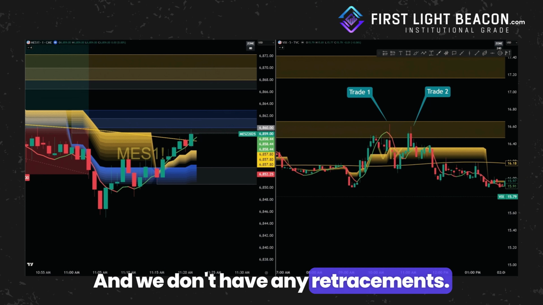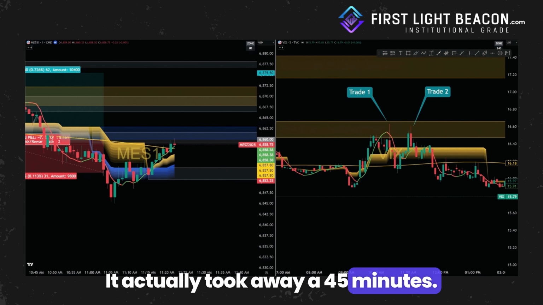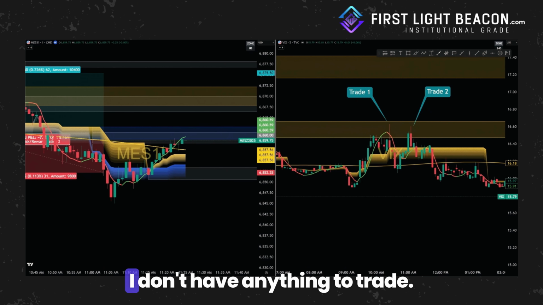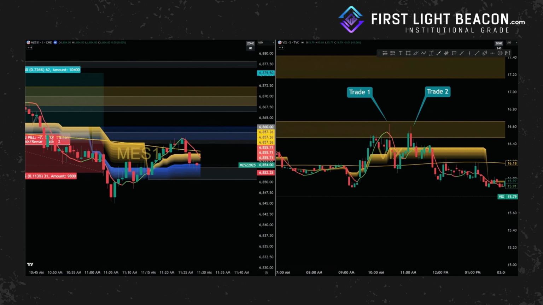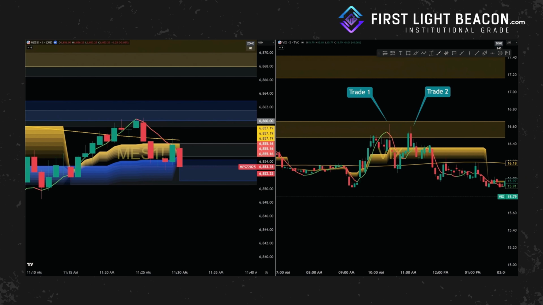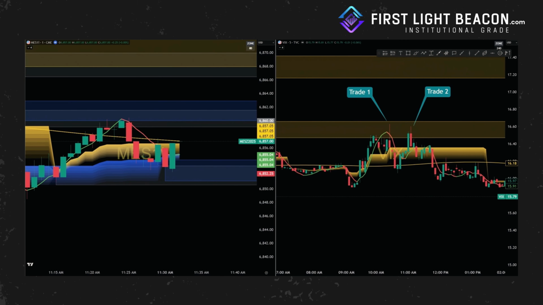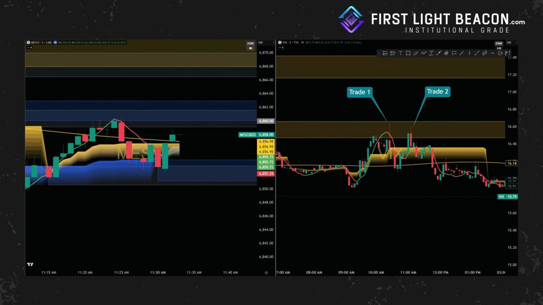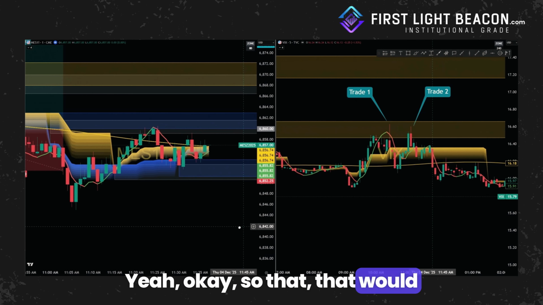And we don't have any retracements. It actually took away a 45 minutes. Don't have anything to trade. Yeah, okay, so that would have been our entry right there.